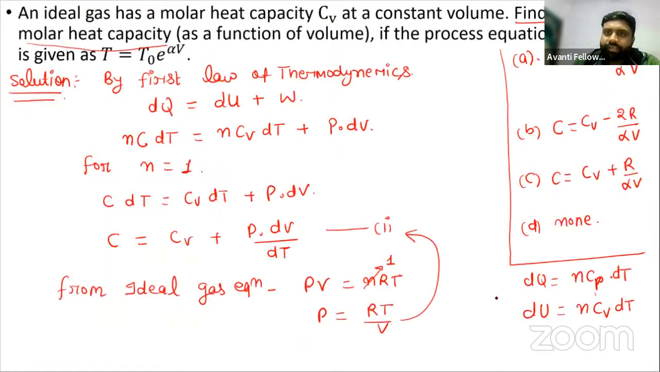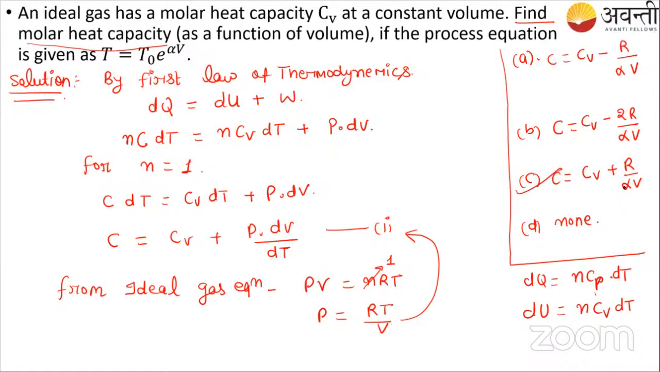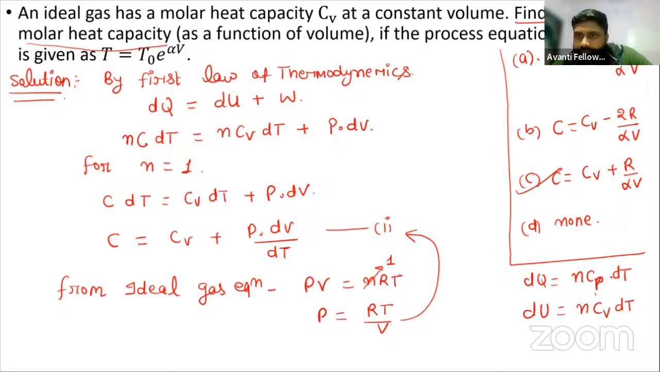Now which one is correct? So option C is correct: C is equal to Cv plus R upon alpha V. Now, anyone, any kind of doubt in this question? You can ask. Anyone? Students from JNV Bhavnagar and JNV Ramnagar, any kind of doubt in this? You can ask anytime, okay?